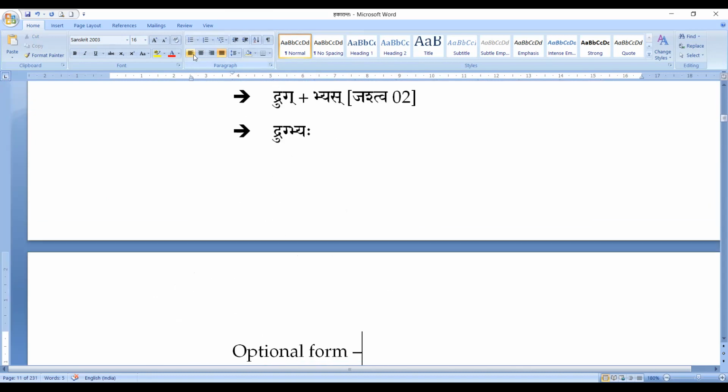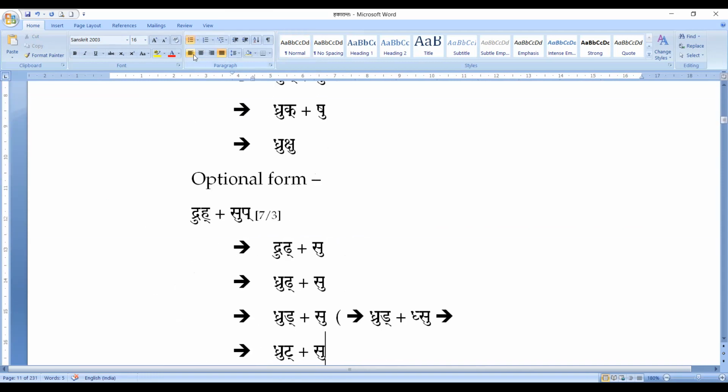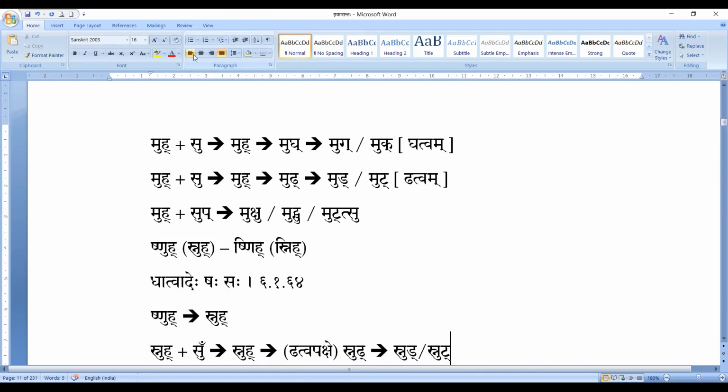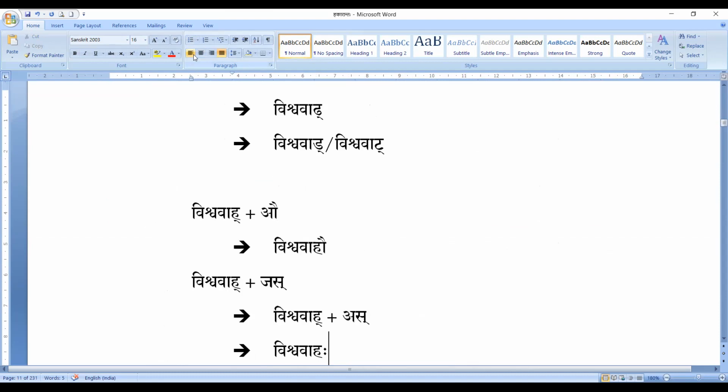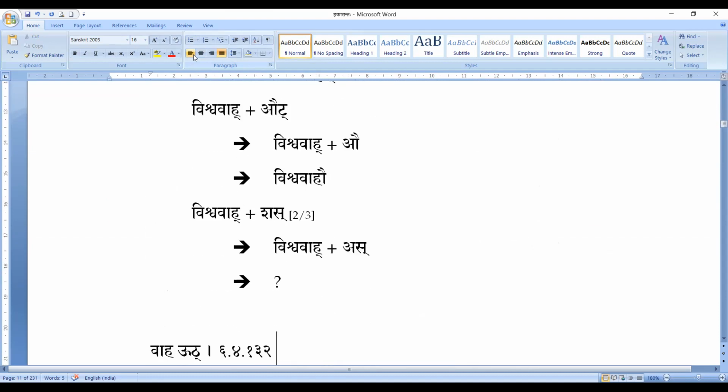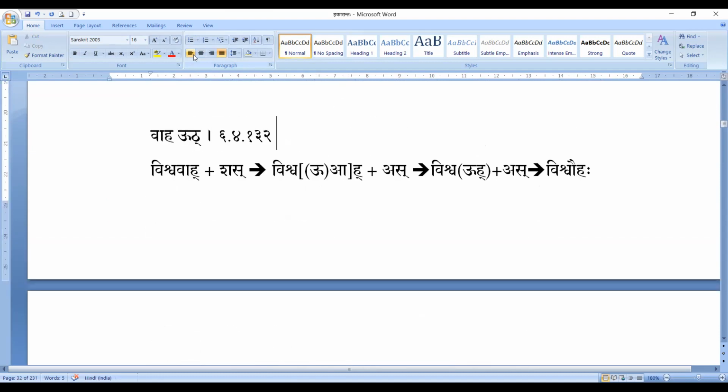Vaha Ut is... I'll number it later because something will happen here with Vaha Ut. We have to see. Vaha Ut, 6.4.132, Vaha Ut.